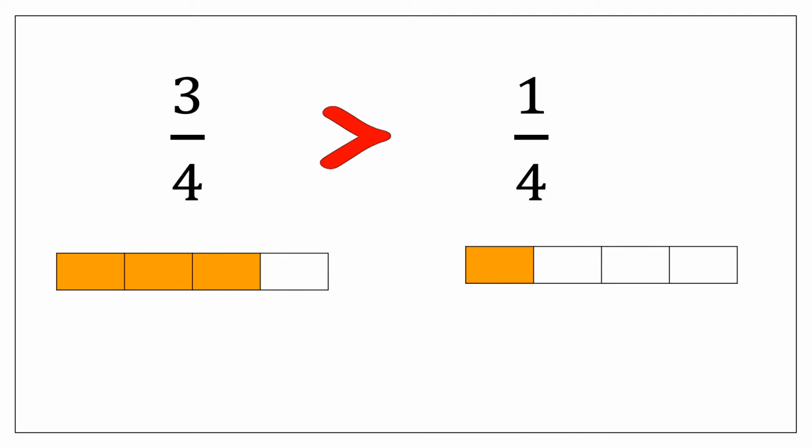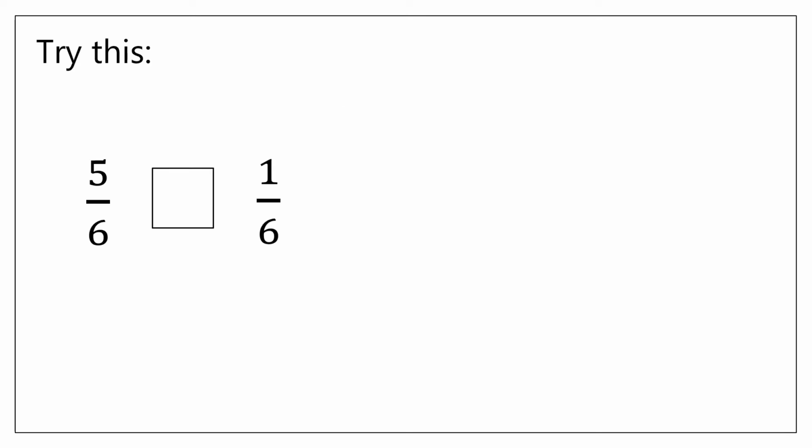So that means 3/4 is greater than 1/4. And as you can see in this illustration, the most shaded part is 3/4. That means 3/4 is greater than 1/4. So try this. 5/6 compared to 1/6. Again, the denominators are the same. You will look at the bigger numerator. That's the larger value. So the larger value here is 5/6, greater than 1/6.